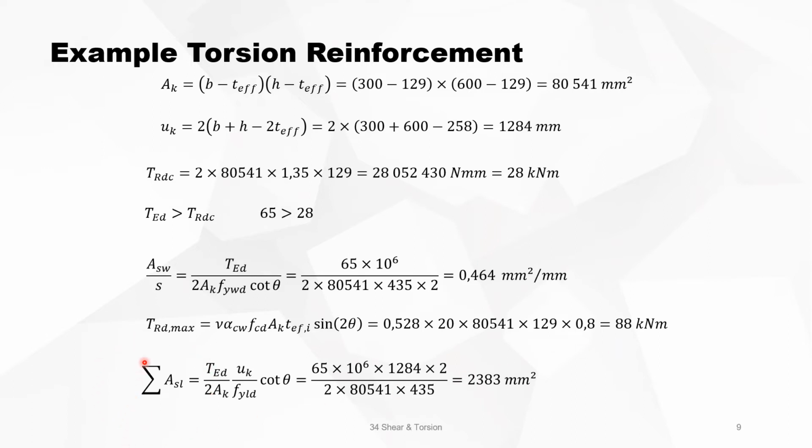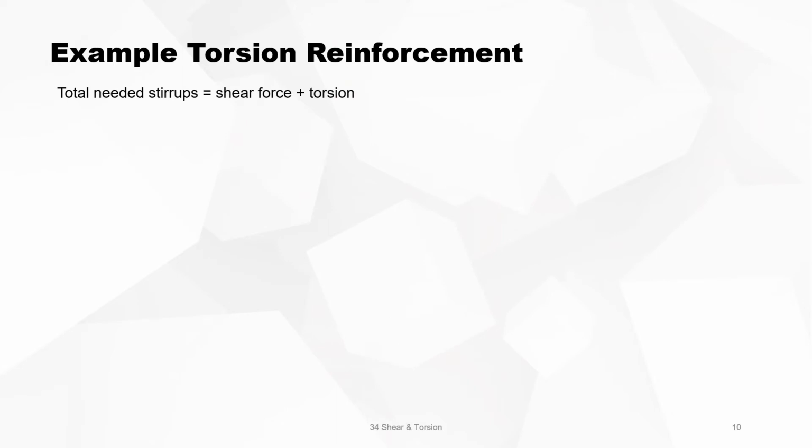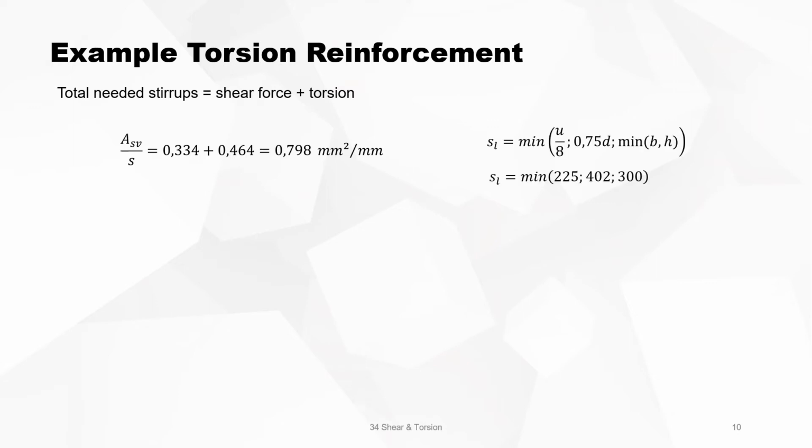The additional longitudinal reinforcement that we need for the whole circumference is 2,383 square millimeters. So it must be evenly distributed over the whole circumference of the section. The total needed stirrups equals then the stirrups needed for shear force plus those for torsion. It means that we need a total of 0.8 square millimeters per meter.